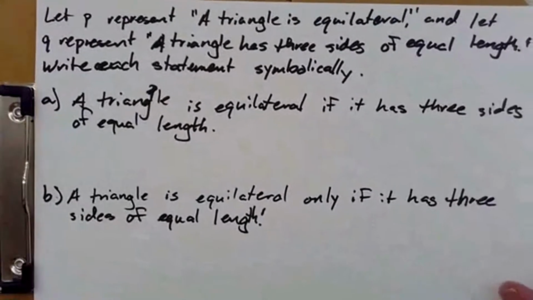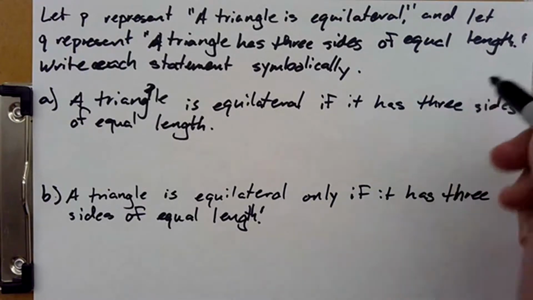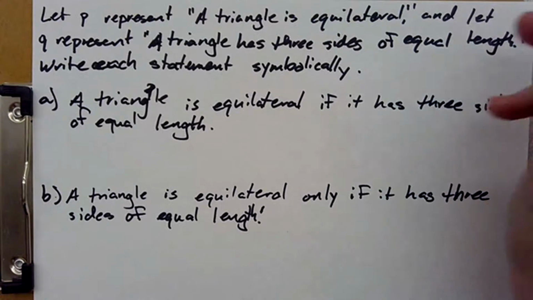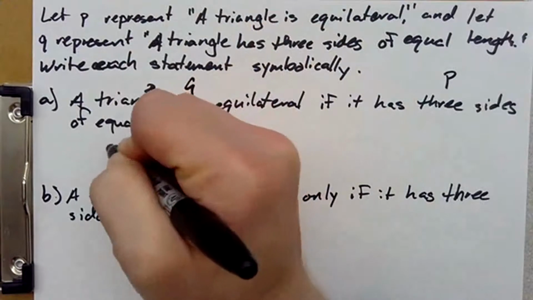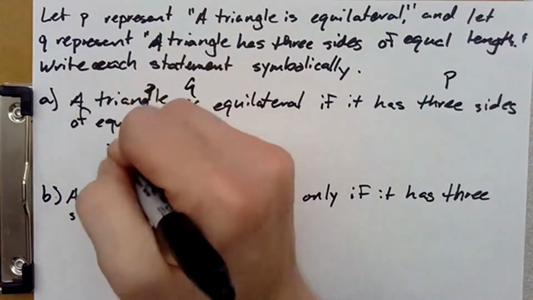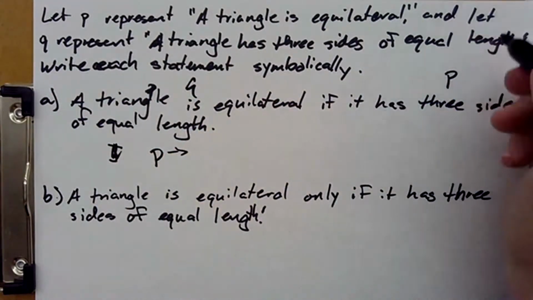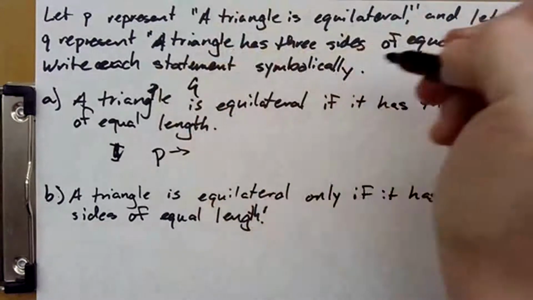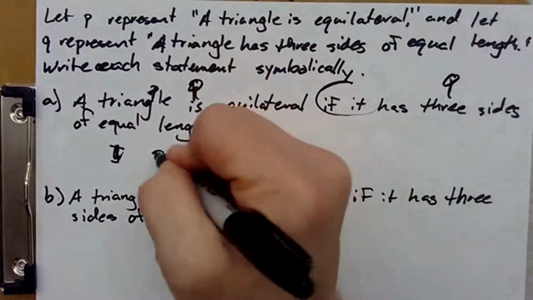let P represent a triangle is equilateral, and let Q represent a triangle has 3 sides of equal length. And we want to write each of these statements symbolically. A triangle is equilateral if it has 3 sides of equal length. Well, then that's 3 sides of equal length is our P, and a triangle is equilateral is our Q. So this is P implies Q, this is P and this is Q, but since we've got that if there, this is now Q implies P.